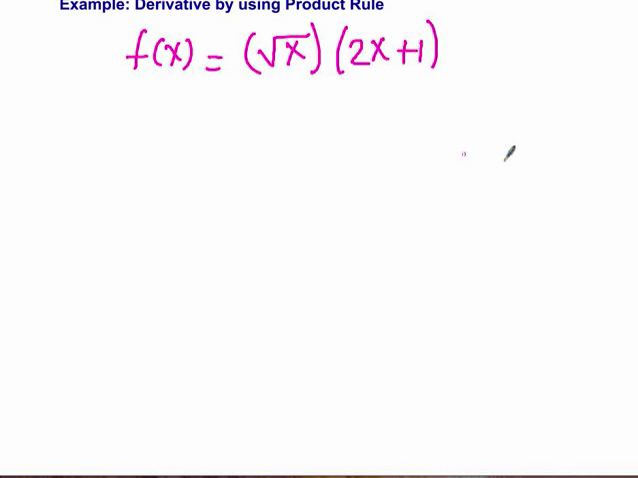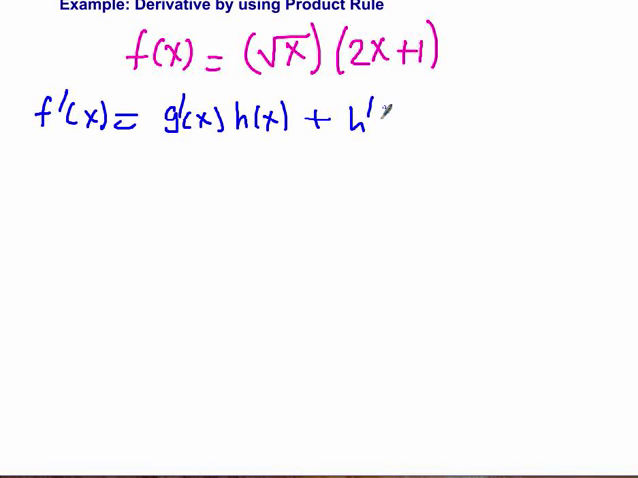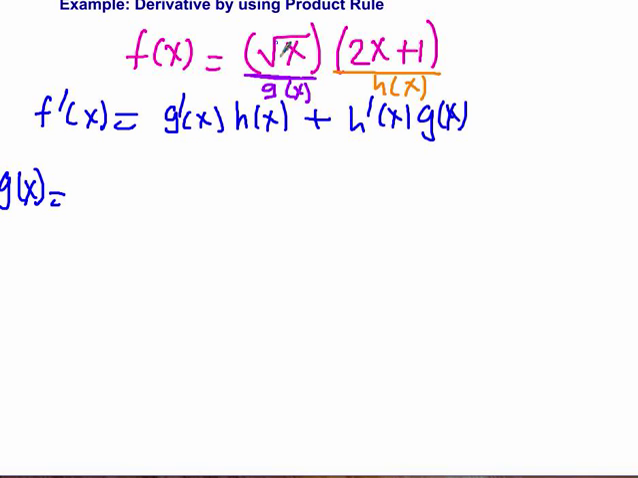Now we know that the product rule states that if you want to find the derivative, you need to do this: f prime of x will be equal to g prime of x times h of x plus h prime of x times g of x. So in this function, we have to define what's g of x and what's h of x. We're going to call this g of x, and we will call this h of x.